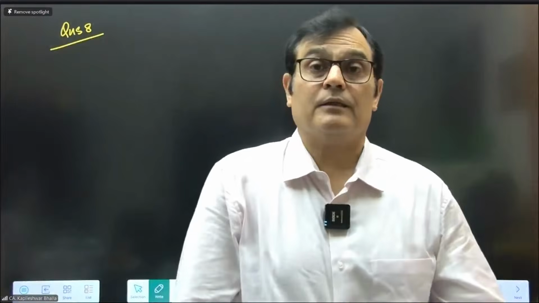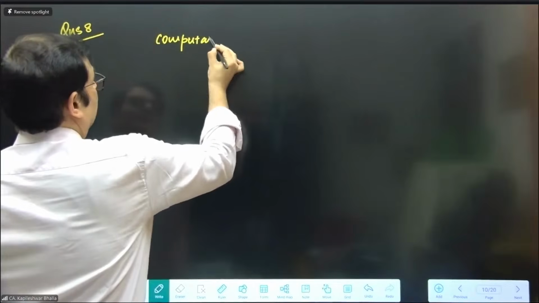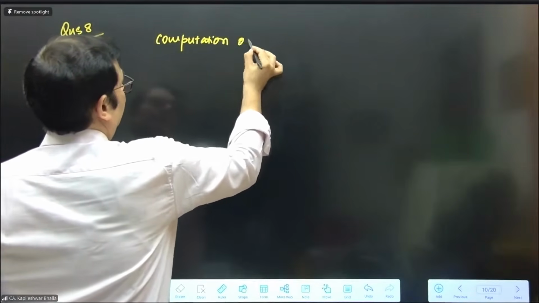So I think there are a few workings which we need to do at the inception. Number 1, you need to get the fair value of the loan. And what is the fair value of the loan? It is the present value of all the interest and principal repayments which the employer will get. So the first thing is to compute the fair value. So we need the computation of the fair value.